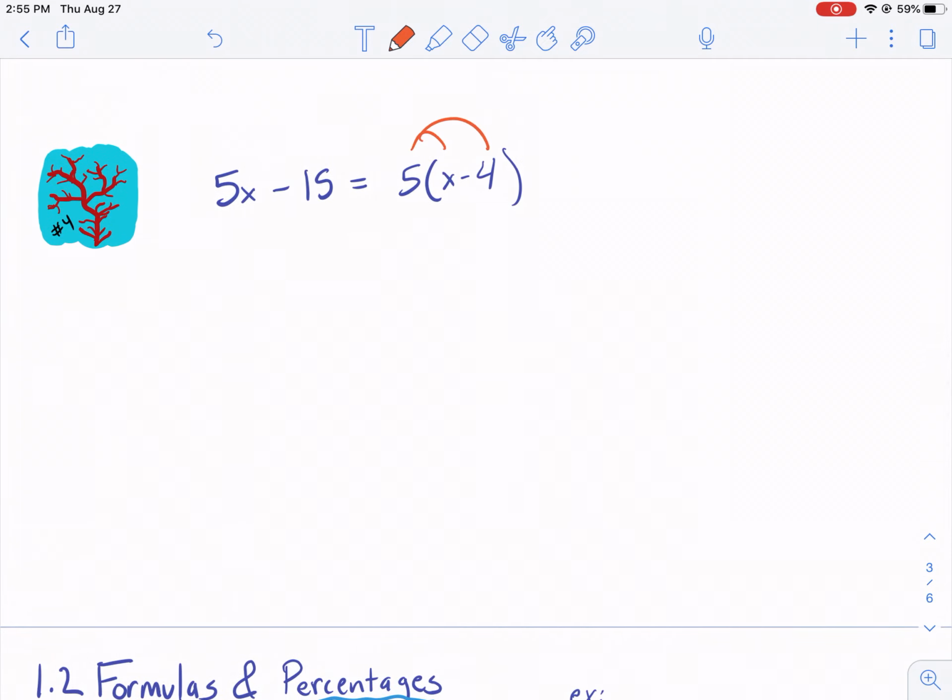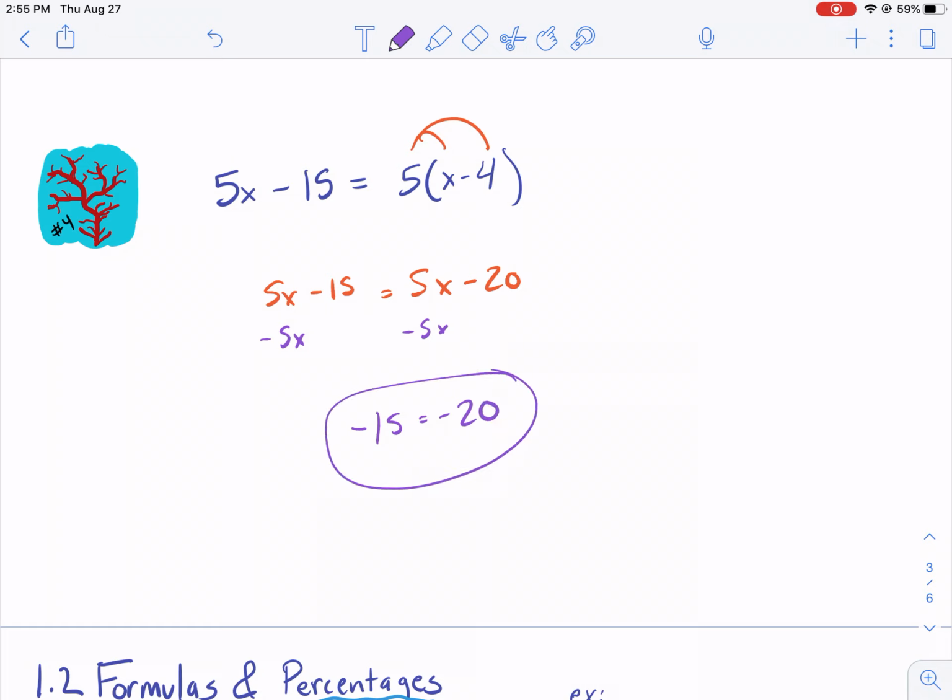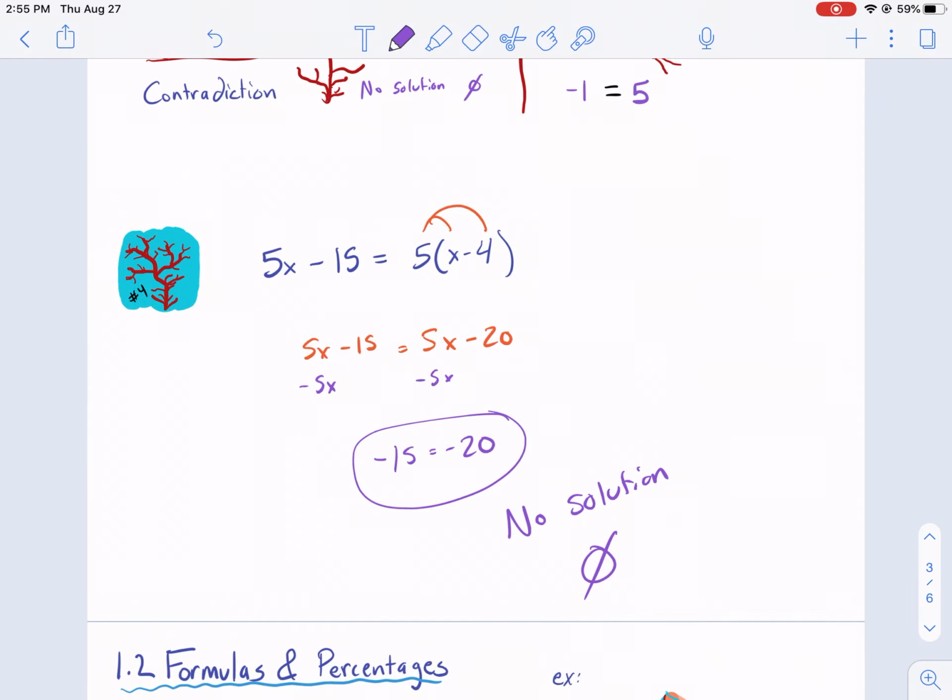Now, distribute here. We have 5x minus 20 equals 5x minus 15. Now, we start with our variables first. We subtract 5x. We get negative 15 equals negative 20. We see that we have a problem. This is not true. This is no solution. Okay, the null set. There are no answers that satisfy this.